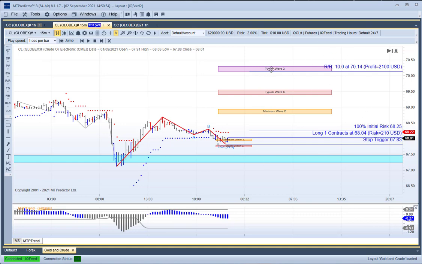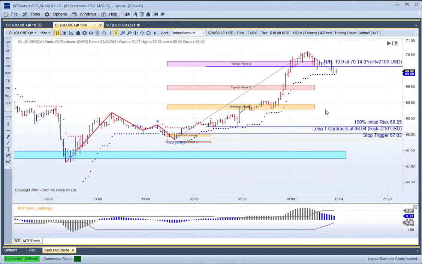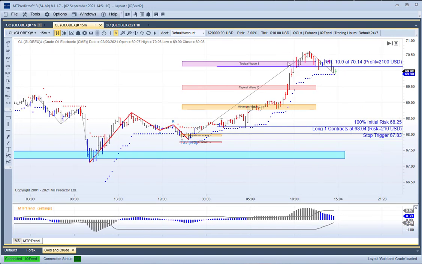Here you can see at the typical wave 3 target, the potential profit would be 10 times the initial risk. In other words, if it gets there, the profit will be 10 times the loss you'd have just taken a few bars ago. If I turn trading mode off, you can see that's exactly what the market has done. It actually rallied up nice and strongly to hit that target where a profit of approximately 10R was available.